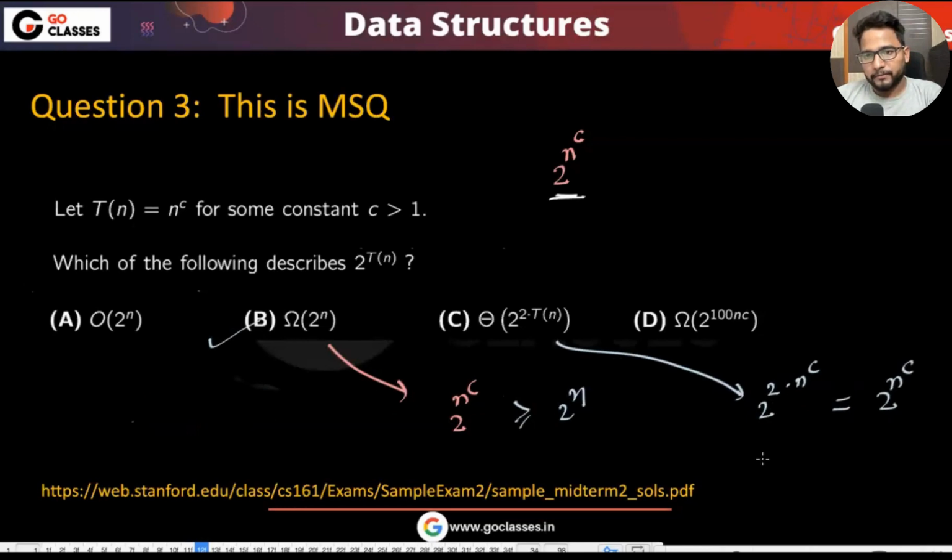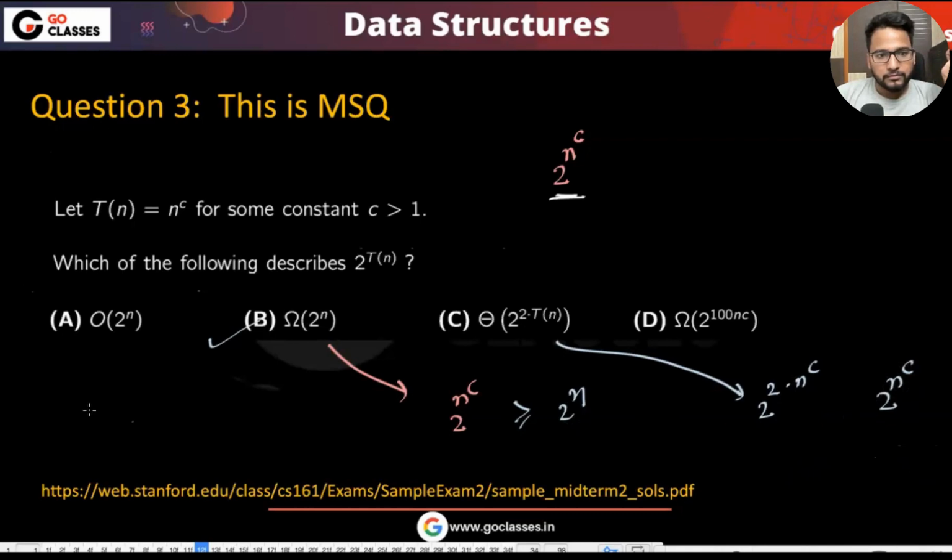What do you think? Are they same? Are you sure about it? This is not plus, okay? This is not 2 power 2 plus n power c. This is 2 power 2 into 2 power n power c. This is not 4. This is not constant. Just divide by 2 power n power c. Just divide this number.